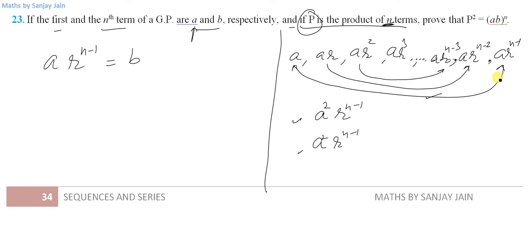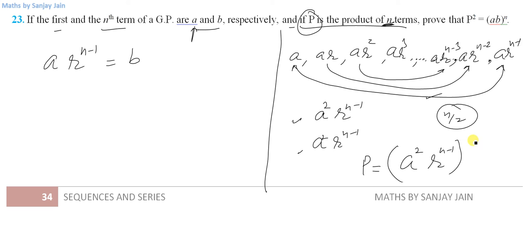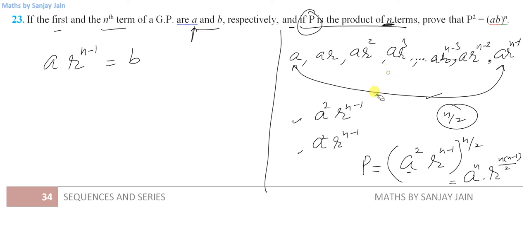How many terms are these? These are n terms. So there will be n by 2 such pairs. So what can I say about P? It is equal to a squared r raised to power n minus 1, raised to power n by 2, or I can write it in a simplified form. A squared raised to power n by 2 will give me a raised to power n, and r raised to power n into n minus 1 by 2. This will be the value of P. This idea is pretty simple, right? You've got the value of P like this, but there is another way of thinking about it.